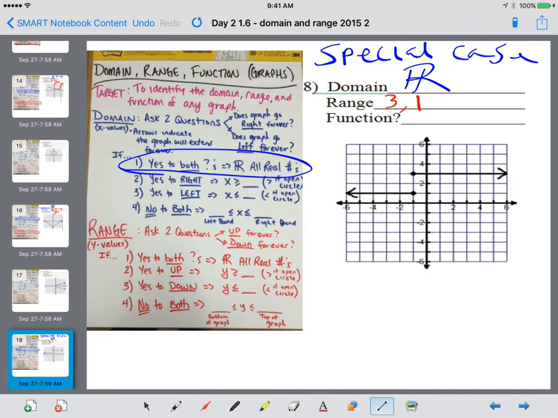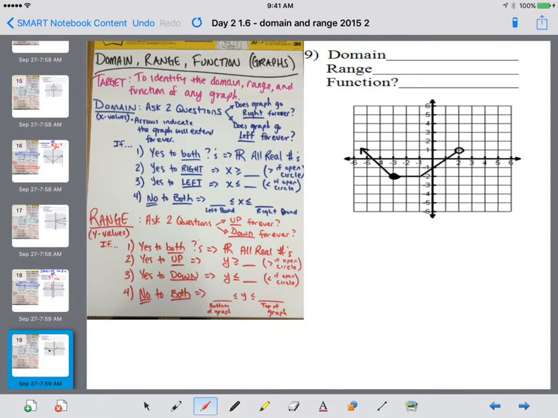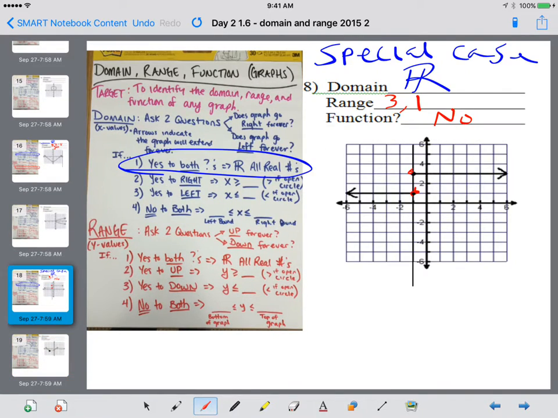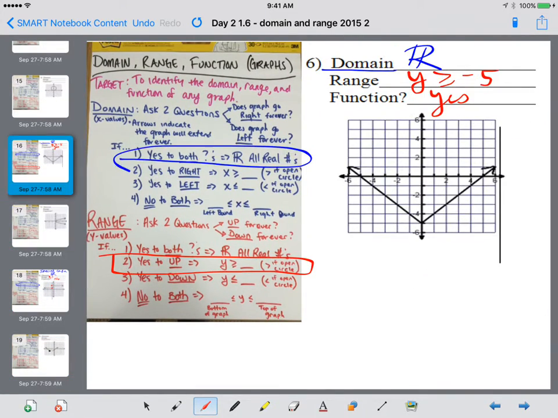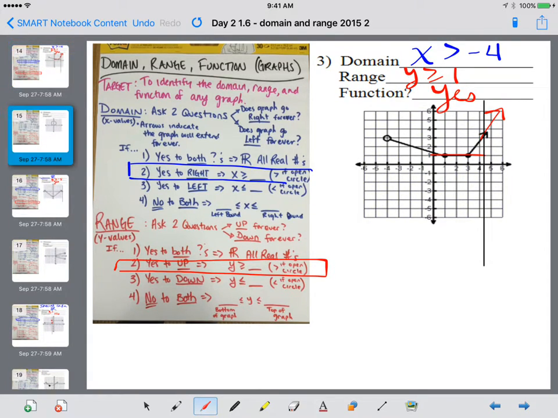Is it a function? We get our vertical line out again. And if you notice, it crosses twice right there. So because it crosses the vertical line twice, this would be no. Be sure you fill out the rest of your sheet, including number 9. You're going to do that one on your own. You're going to try 7 on your own. And I'm going to leave 4 on your own.